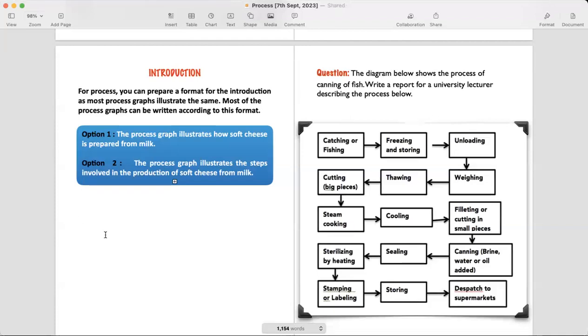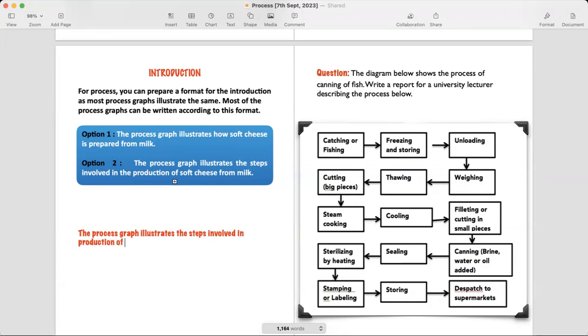So the first one. First of all, write the name of the graph, the process graph. Then you write the word illustrates. Now, tell me what to write next. Anyone? The steps involved in the canning of fish. Yes. Or in the production of?